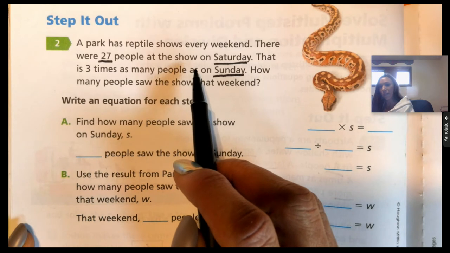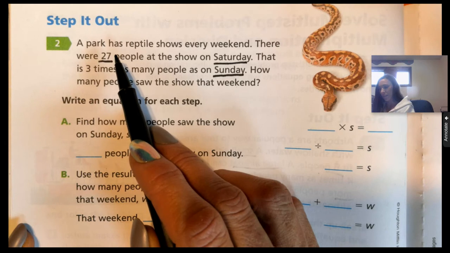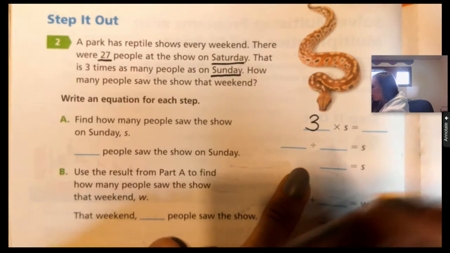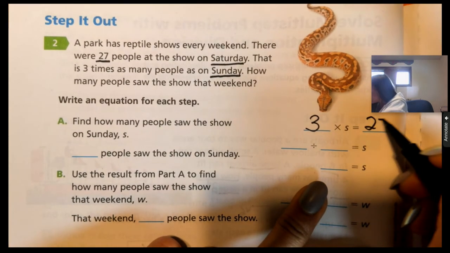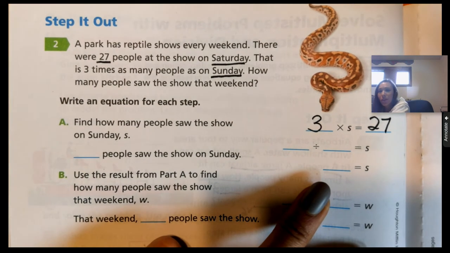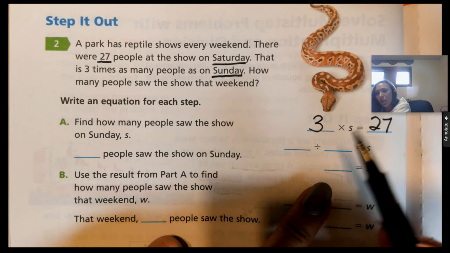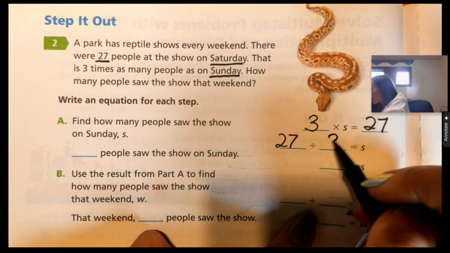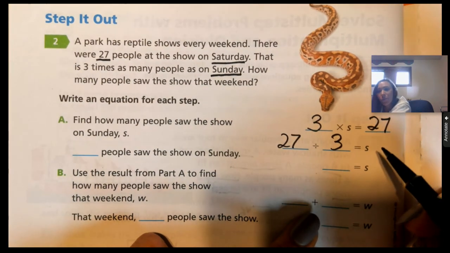So I need to split this up into 3 groups. So what we're saying here is 3 times of what will equal 27. And then that will tell us how many people went to the show on Sunday. Or if you think about your fact family, the opposite of this would be 27 divided by 3 will tell us our answer for the people for Sunday.